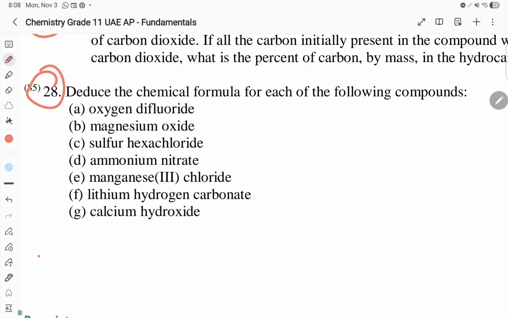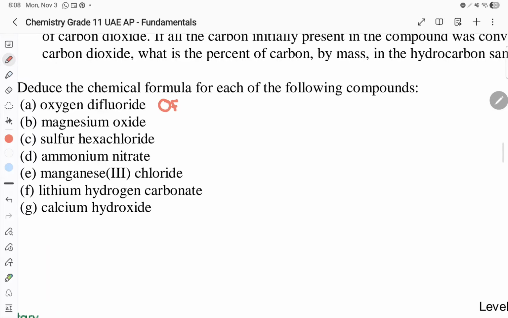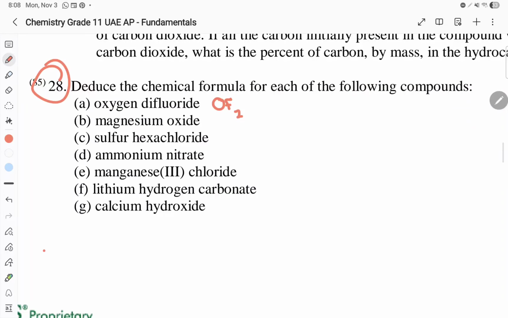Anyways, so oxygen difluoride is OF, then di means 2, so OF2. Magnesium oxide is ionic, so it's just gonna be Mg, which is in group 2, and oxide means oxygen, which is in group 6. One has 2 plus, one has 2 minus, so they cancel out. Sulfur hexachloride is just sulfur, and then you write chloride, and hexa means 6.